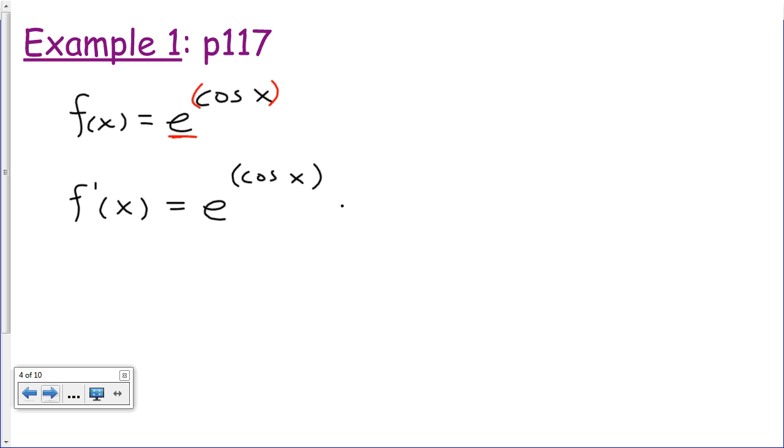The third step of chain rule now is to multiply by the derivative of the inside. Derivative of cosine is negative sine of x. And I guess to rewrite that, we'd probably put the negative out front: negative e to the cosine of x times sine of x. And there is our derivative function.